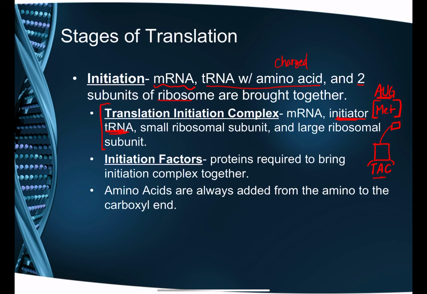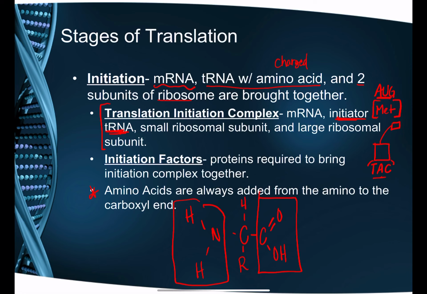All right. You also have to have some initiation factors, which are just proteins that help hold this complex together. And then one other note is that the amino acids are always added from the amino to the carboxyl end. Remember, we talked about the other day that amino acids have a specific structure. You should be able to draw this. We had a little trouble with it last class. But this is our amino end on the left. Here is our carboxyl end on the right. And so when we add a new amino acid, it's going to be added over here.